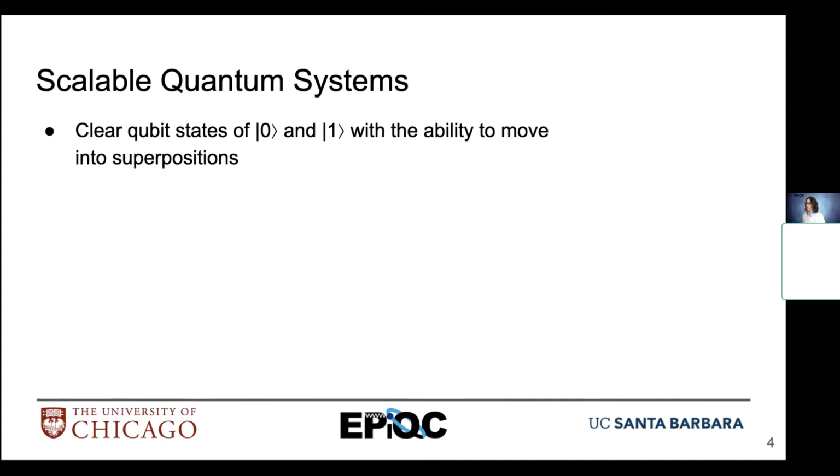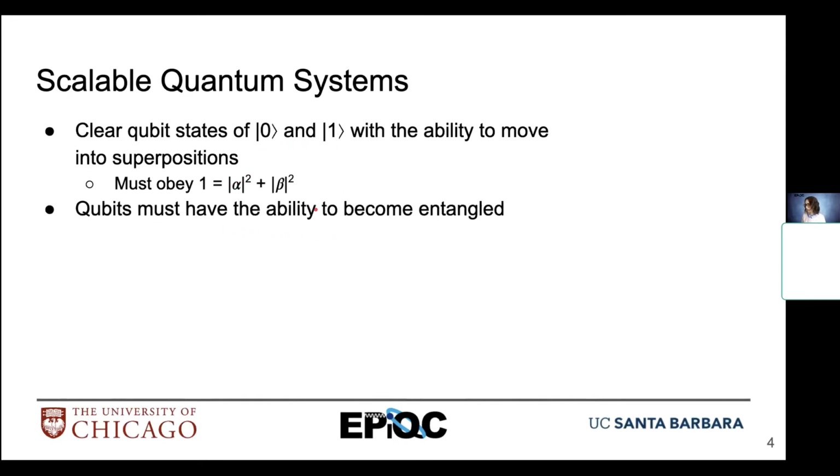So we want to make sure that we have clear qubit states of ket 0, ket 1, so our computational basis, and the ability to move into superpositions of those two states. So we have to obey the fact that the absolute value squared of alpha plus the absolute value squared of beta must be equal to 1, just because we have to have a total of 100% probability that we're either in state 0 or 1. So we need to obey this criteria.